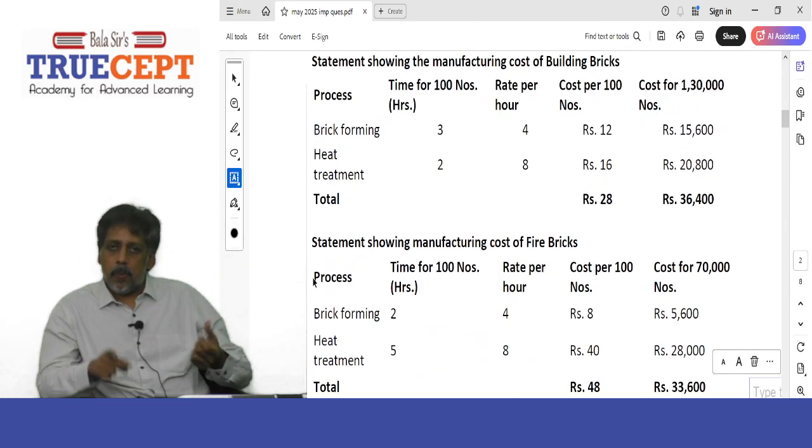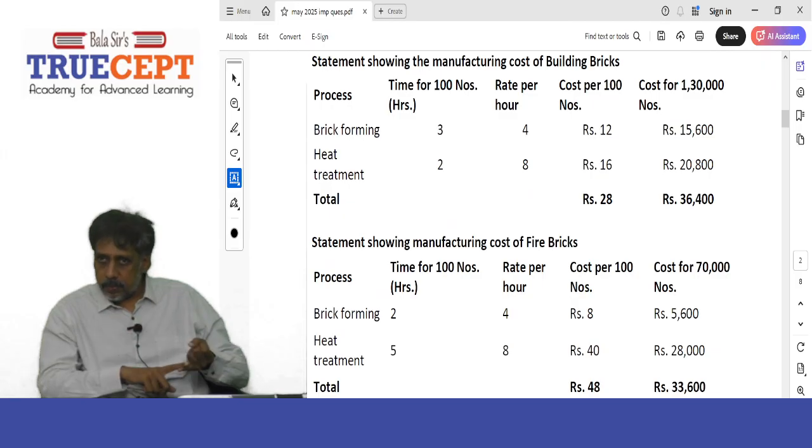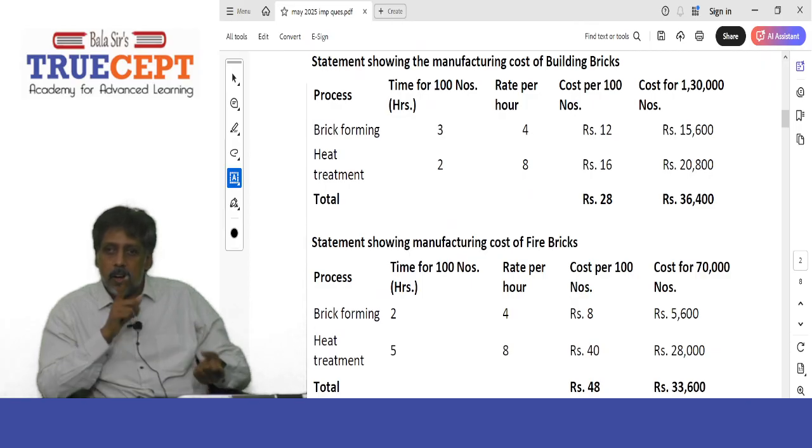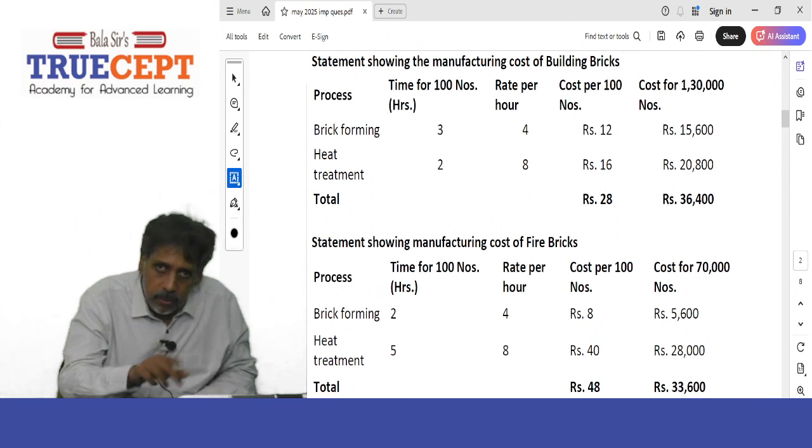The column heads are the process involved, the departments. Second column, the time needed for manufacturing 100 bricks. And then the rate, the cost per hour. And then we get the cost for 100 bricks, and the cost for 1,30,000 bricks. Is that fine? Yes, sir.